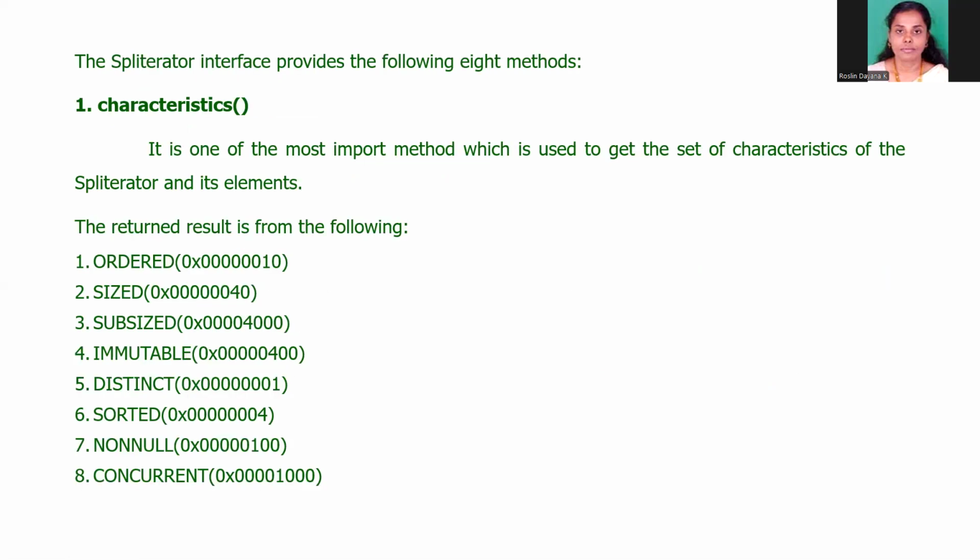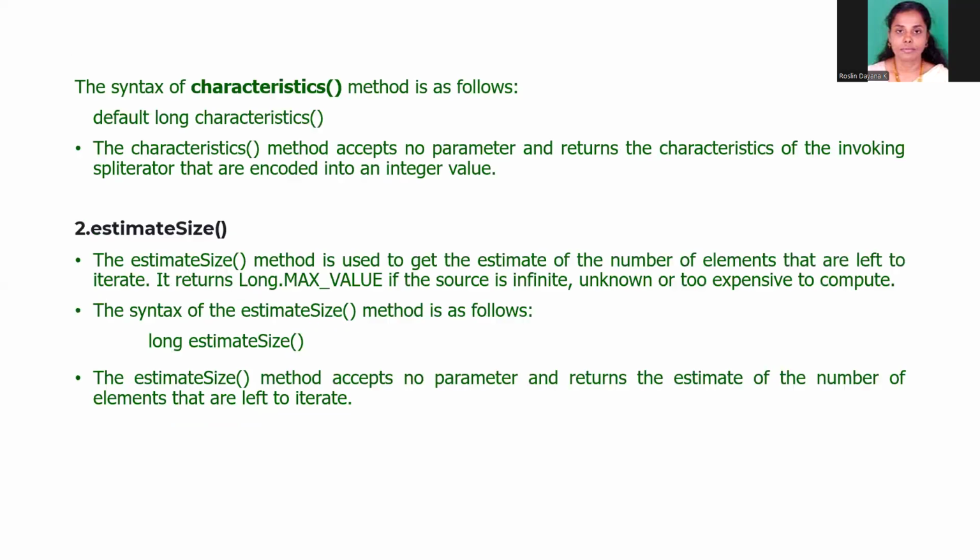So I have already told you the 8 methods the Spliterator interface supports. First one is characteristics. Second one is estimateSize. So for the first one, the syntax is default int characteristics. So the return type is an int value.